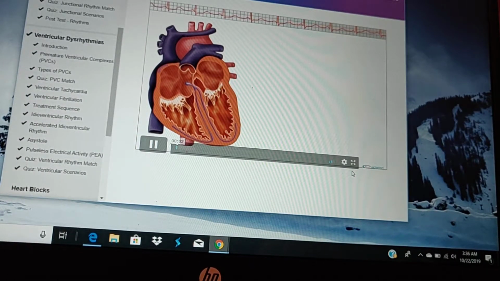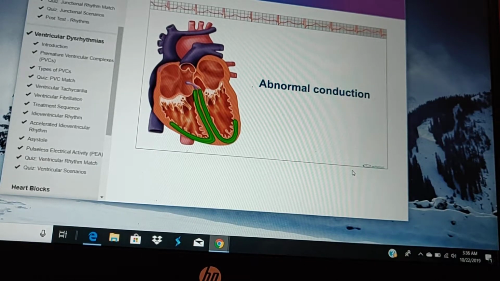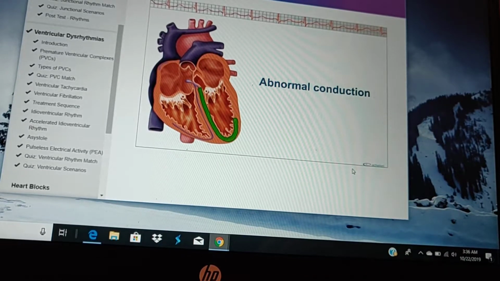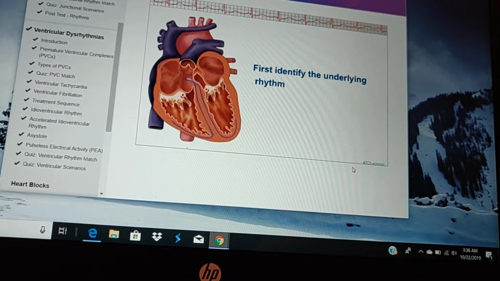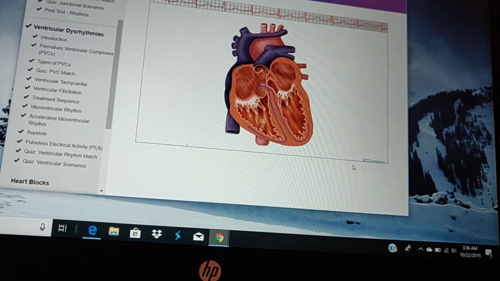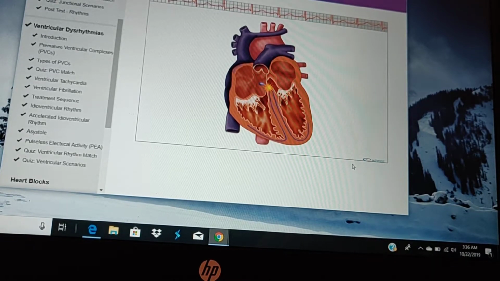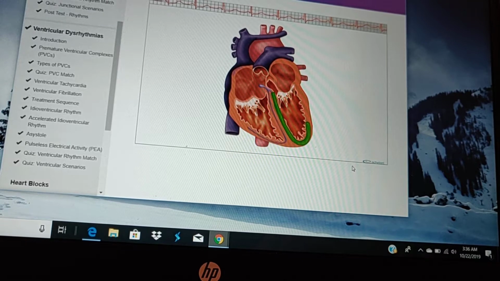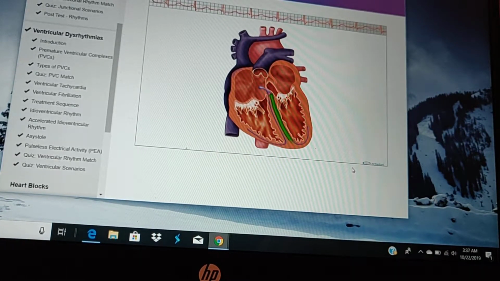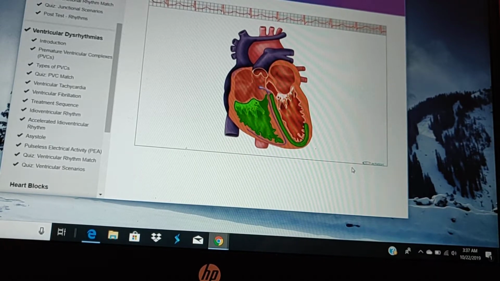A bundle branch block, or BBB, is the abnormal conduction of an electrical impulse through either the right or left bundle. You must first identify the underlying rhythm. The electrical impulse begins normally in the SA node and travels to the AV node, but it also arrives at the bundle branches. It is able to travel down only one of the 2 bundles. This traveled bundle is depolarized, and then the impulse spreads to the other ventricle and depolarizes it.